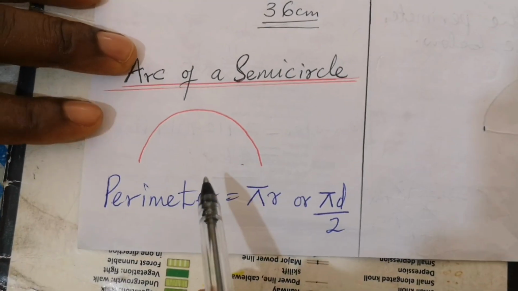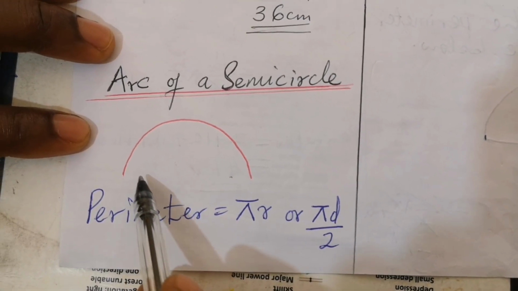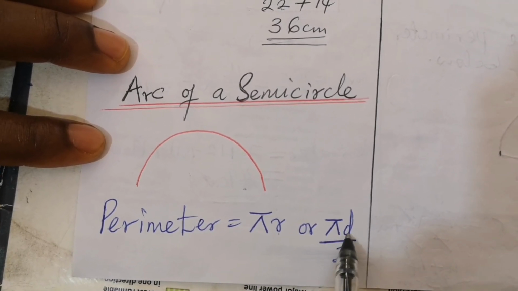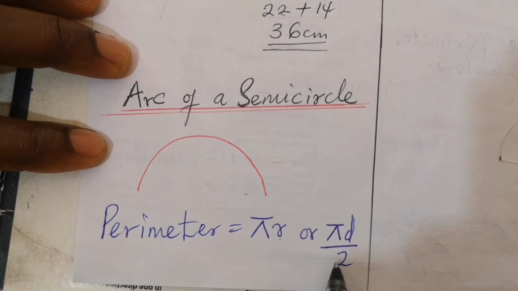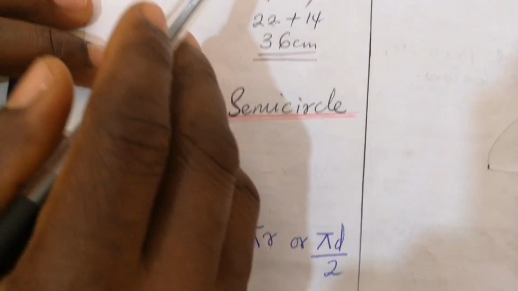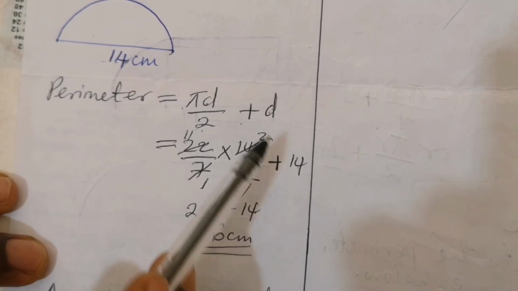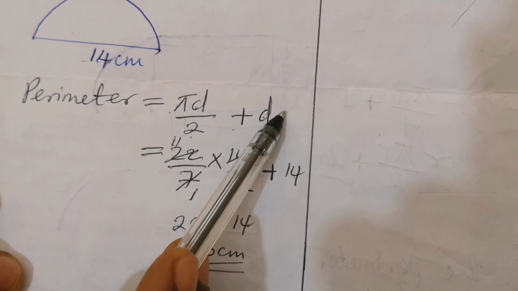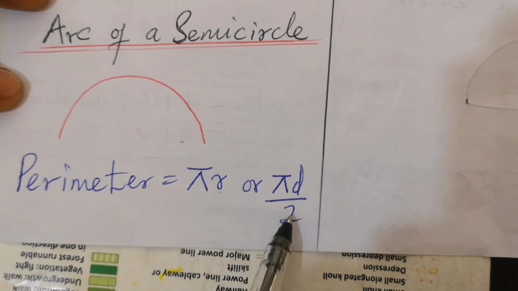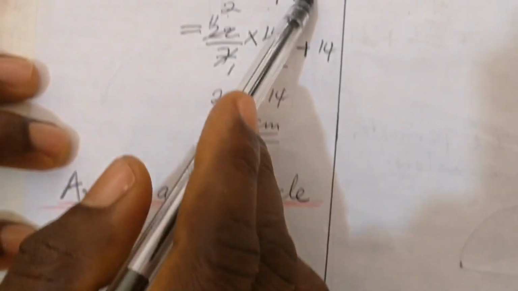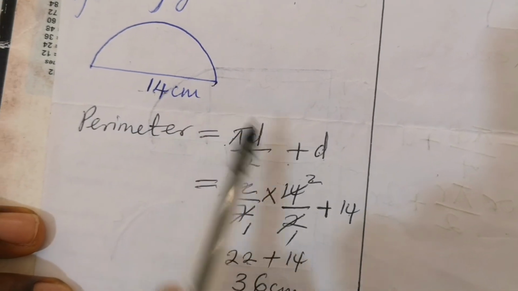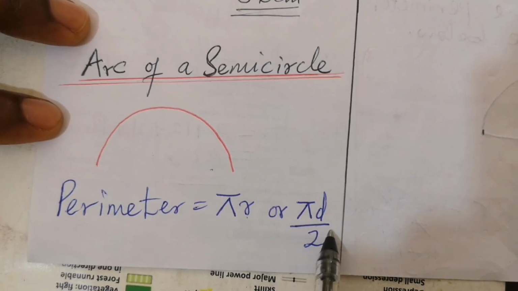So the formula for calculating the perimeter of arc of a semicircle will now be pi r or pi d all over 2. If you watch very well, this formula is almost like the earlier formula. The difference is that we have pi d all over 2, but we don't have the addition of d again because there is no diameter. So in this place there is no plus d.